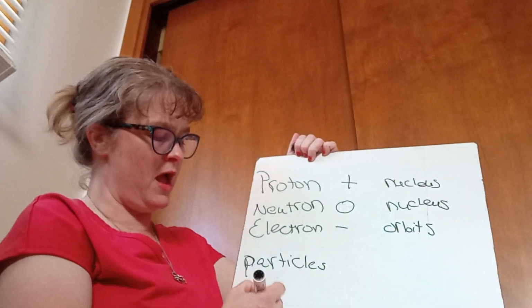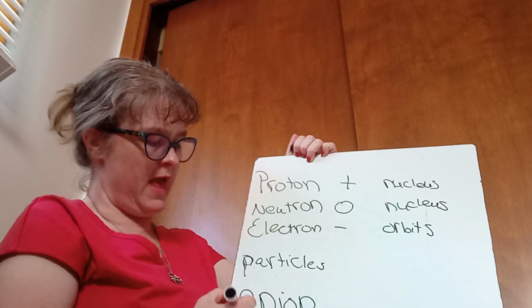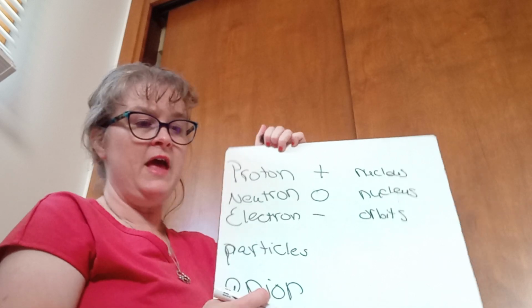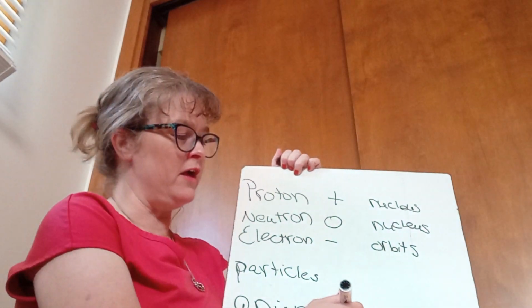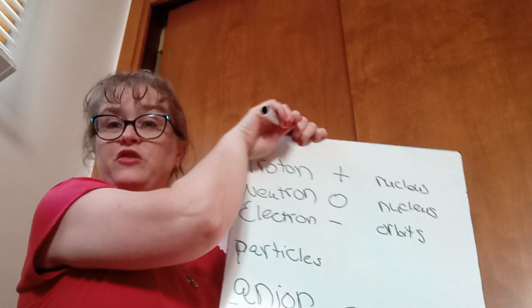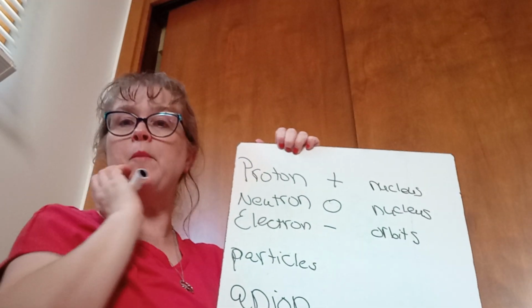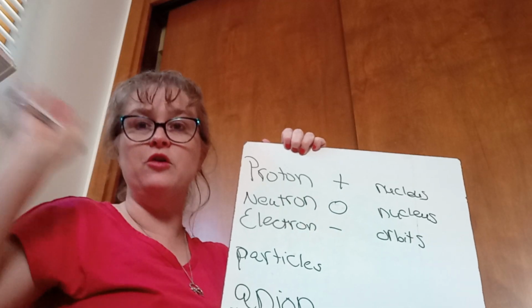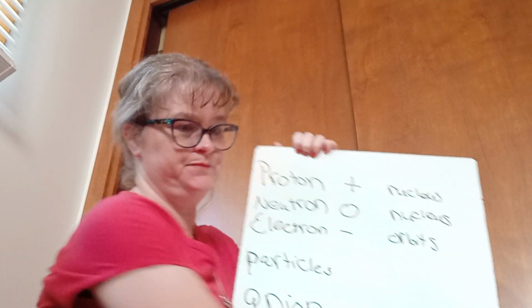Okay, anions, A negative. They are negative ions and they gain electrons. Electrons are negatively charged. So if you get more of them, you're more negatively charged. If you give some away, you're going to become positively charged.